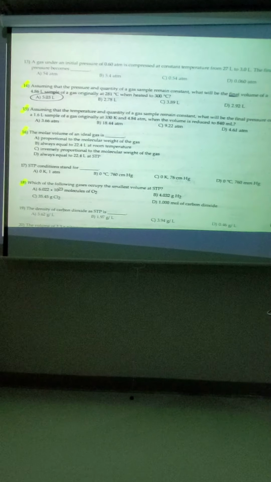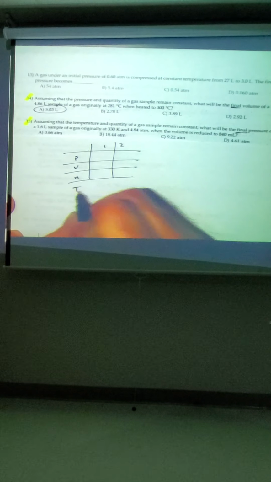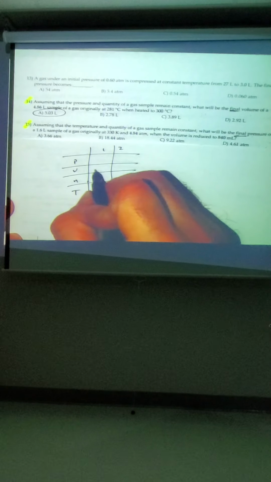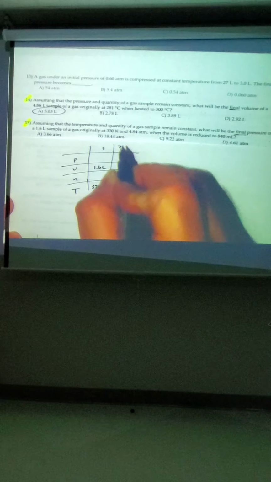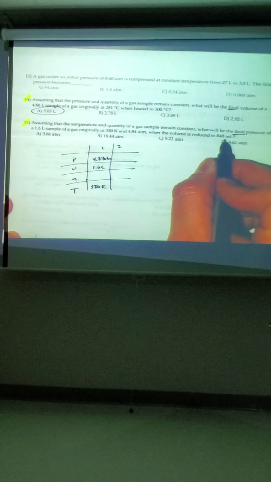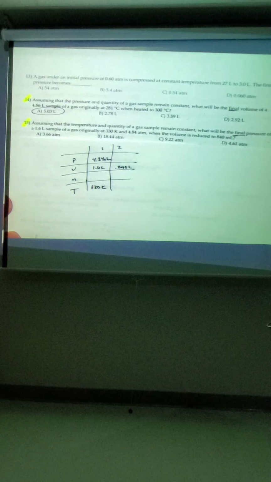Number 15, that says final again. So rinse and repeat of the last one. If there's a final, there's an initial. So double chart. 1s and 2s, P's, V's, N's, and T's. Here it says 1.6 liters. We have 330 Kelvin, which is nice, it's already in Kelvin. We have 4.84 atmospheres. When the volume was reduced to 840 milliliters, that's a trick question because that's really 0.840 liters. Milliliters and liters are not in the same unit, so they need to be.